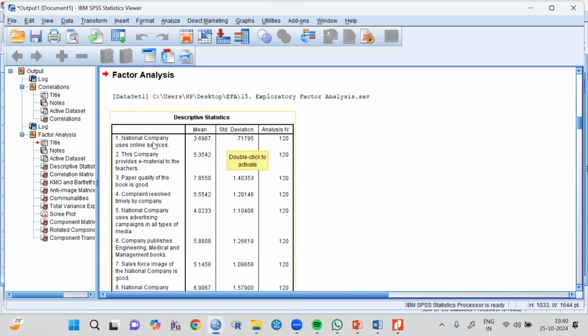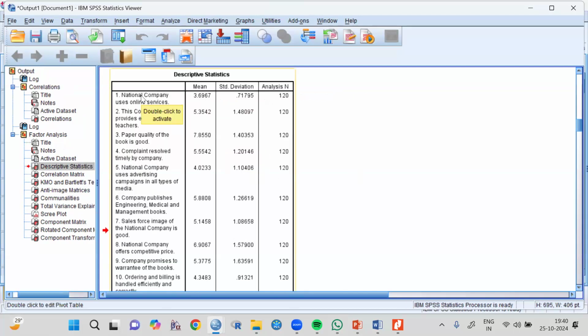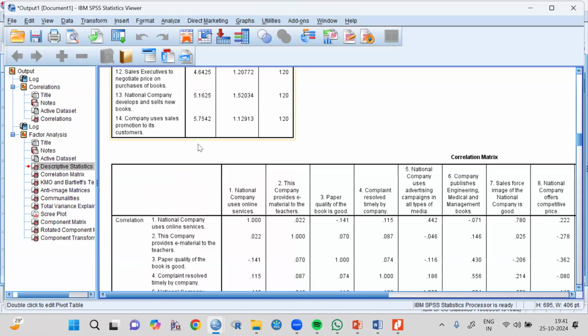descriptive statistics. The first question was whether a national company uses online services, and the options were from 0 to 10, and the mean value is 3.697. It means it is on the poor side. If the mean value is greater than 6, it means it is on the excellent side. Question number 3, paper quality of the book is good, has a mean value of 7.850. It means it is on the higher side. So these are the mean values.